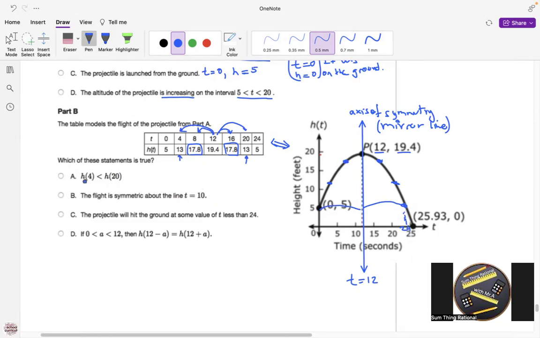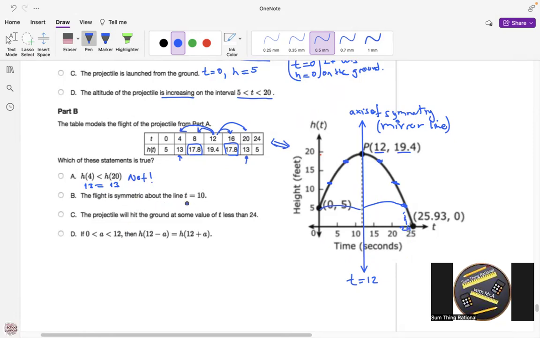Let's see. H of 4 less than H of 20. H of 4 here is 13, okay? H of 4 is 13. What about H of 20? H of 20 is 13 also. So is 13 less than 13? No, 13 is equal to 13. Because of that, this is not true. They must be equal. B option.